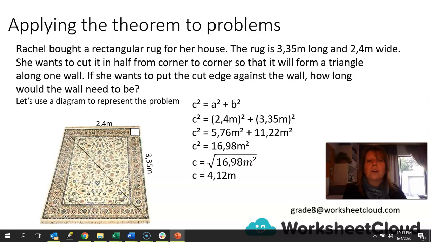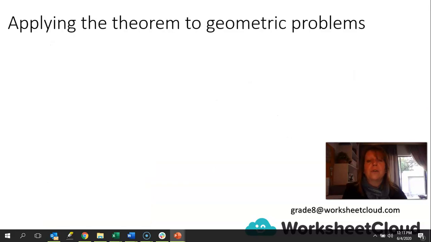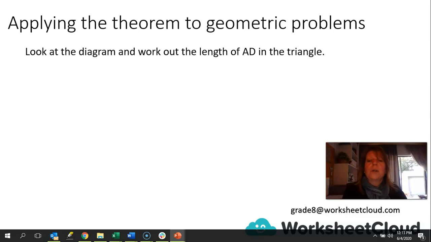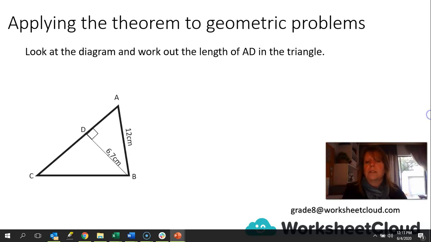We are now going to go on and look at how to solve geometric problems using this theorem. Okay, so the first one is fairly simple, not too difficult at all. So we're going to look at the diagram and work out the length of AD in the triangle. So there's our triangle. We are given the measurements of AB being 12 centimeters, DB being 6,7 centimeters, and that's all we really need, because we don't need to work out AC.